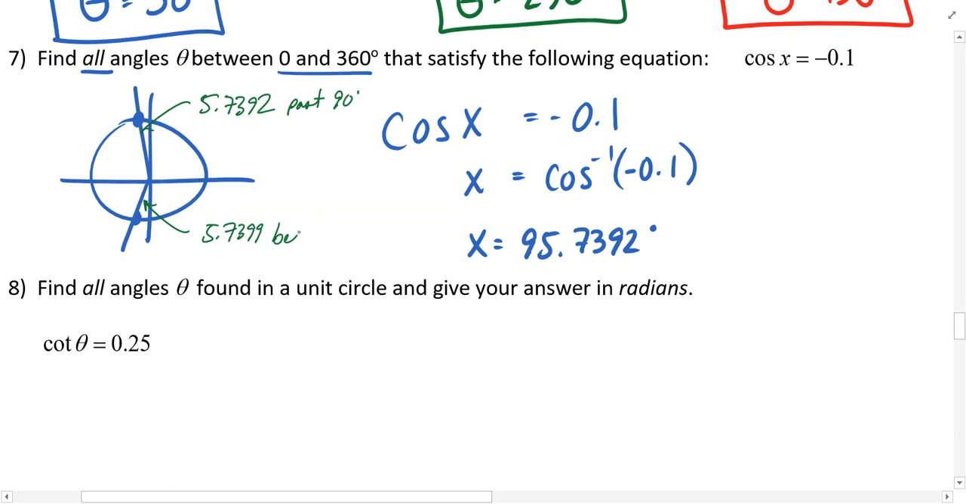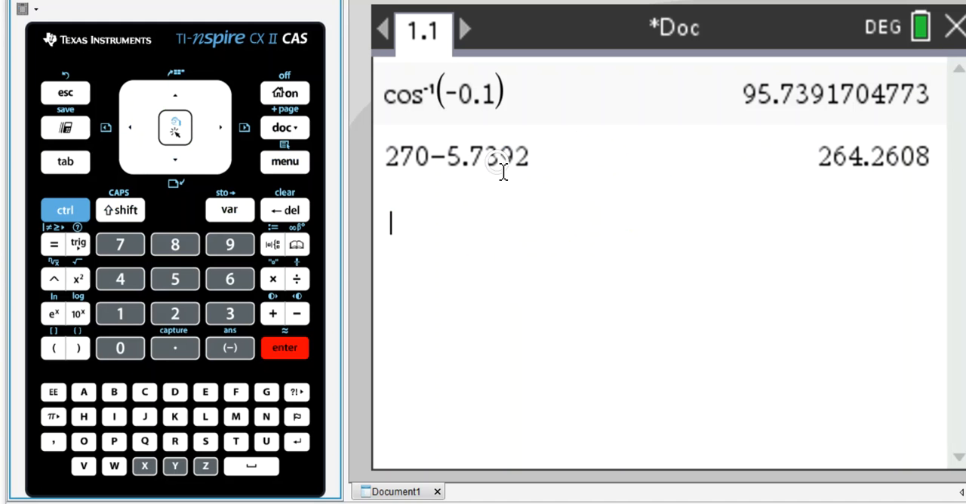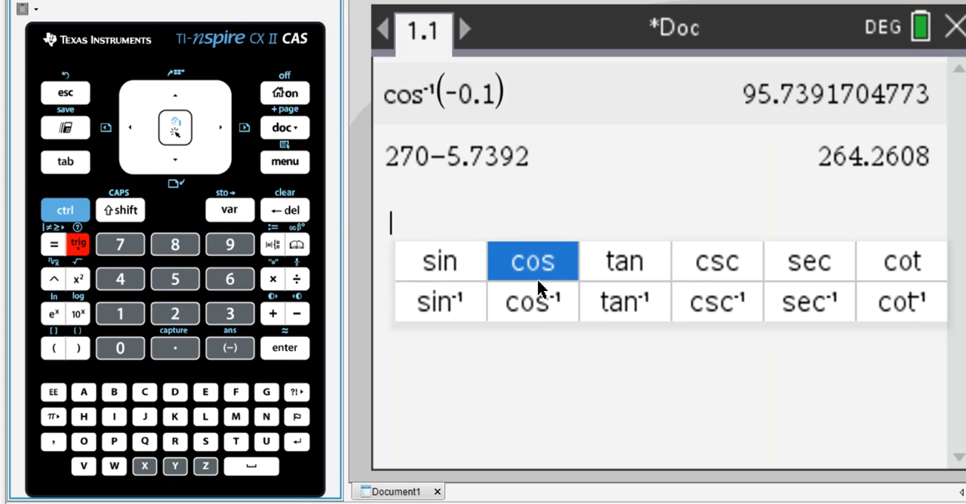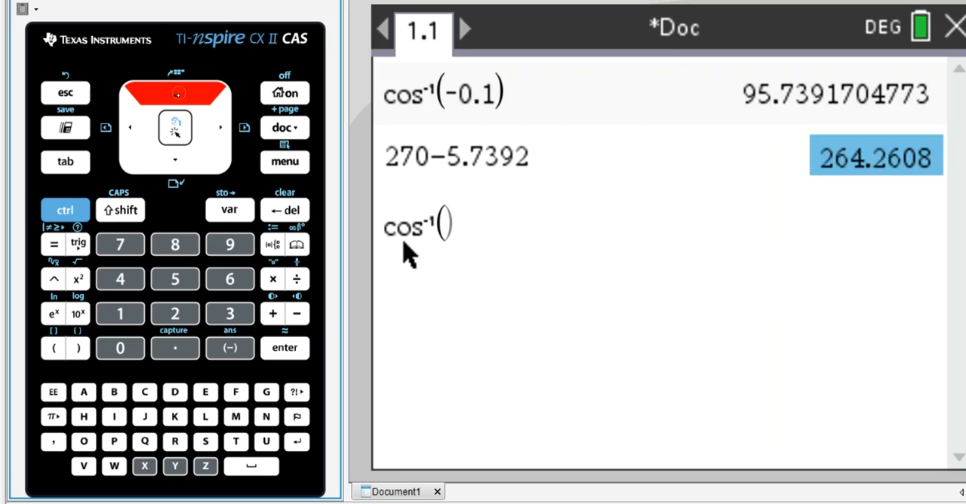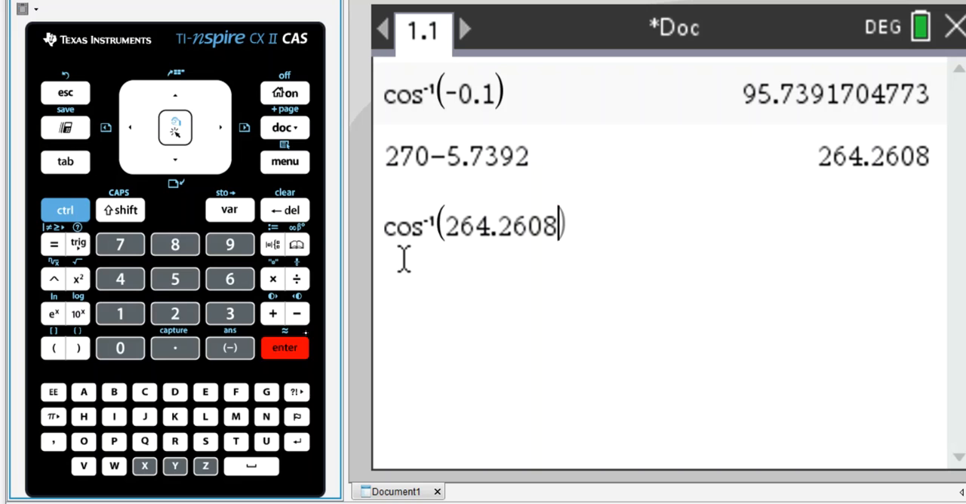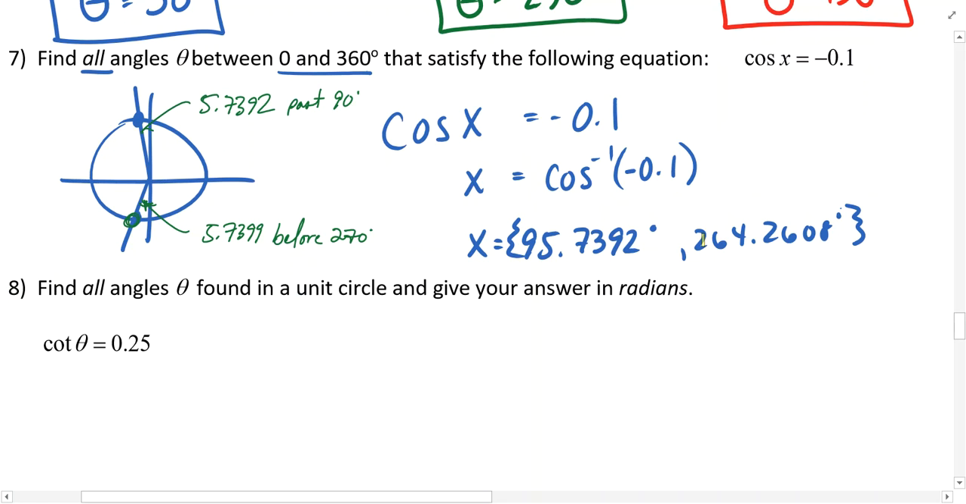7392, before 270 degrees. So this angle measure at this position is just before we get to 270, and that result computes to 264.2608. And we can check this result as well. If I enter cosine inverse of 264.2608, sorry, that's not correct. I did not mean to use the cosine inverse there. What we're checking is to see if cosine of 264 will equal the negative 0.1 that we're after.